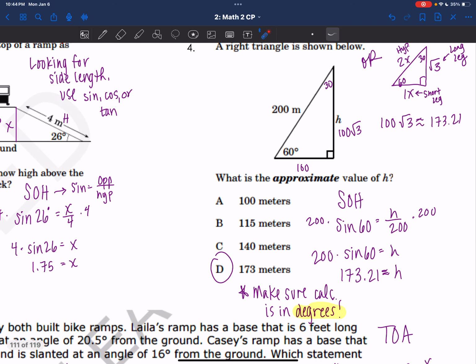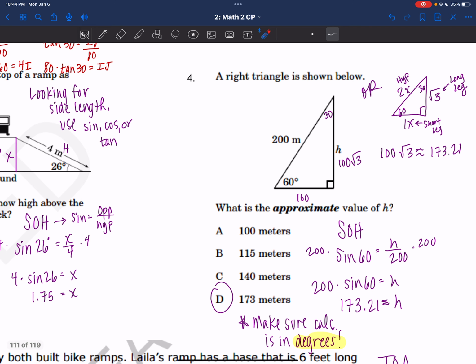For number 4, same thing. You could do a special triangle, or you could do SOHCAHTOA. Either works. For me, I'm going to use this because it's a calculator. Or you could do this, that's fine too. All right, so if we want to know h, we're looking for this part right here.